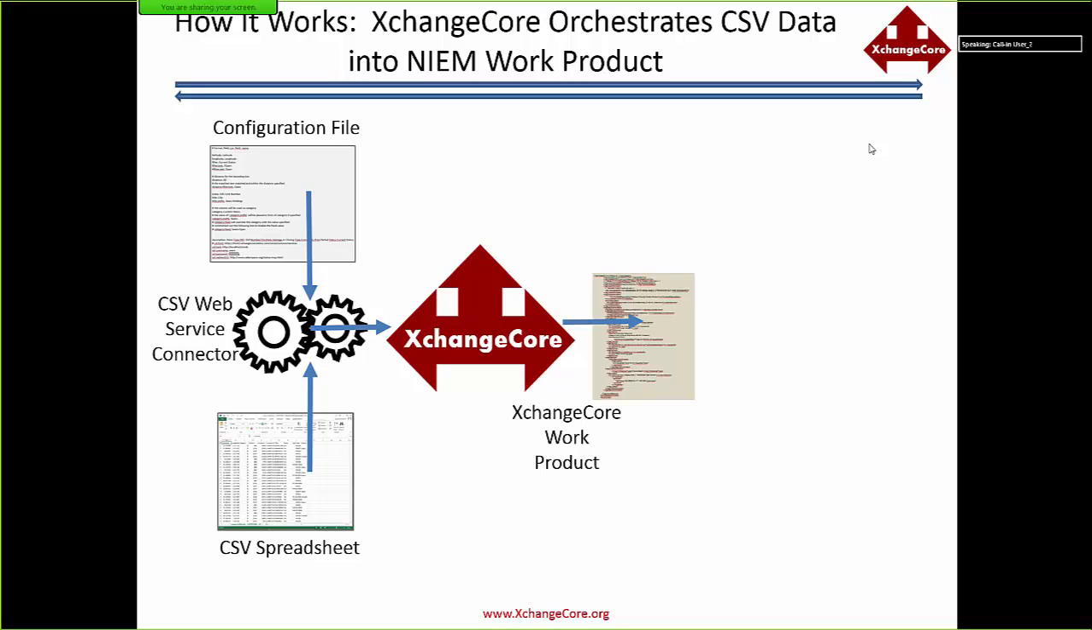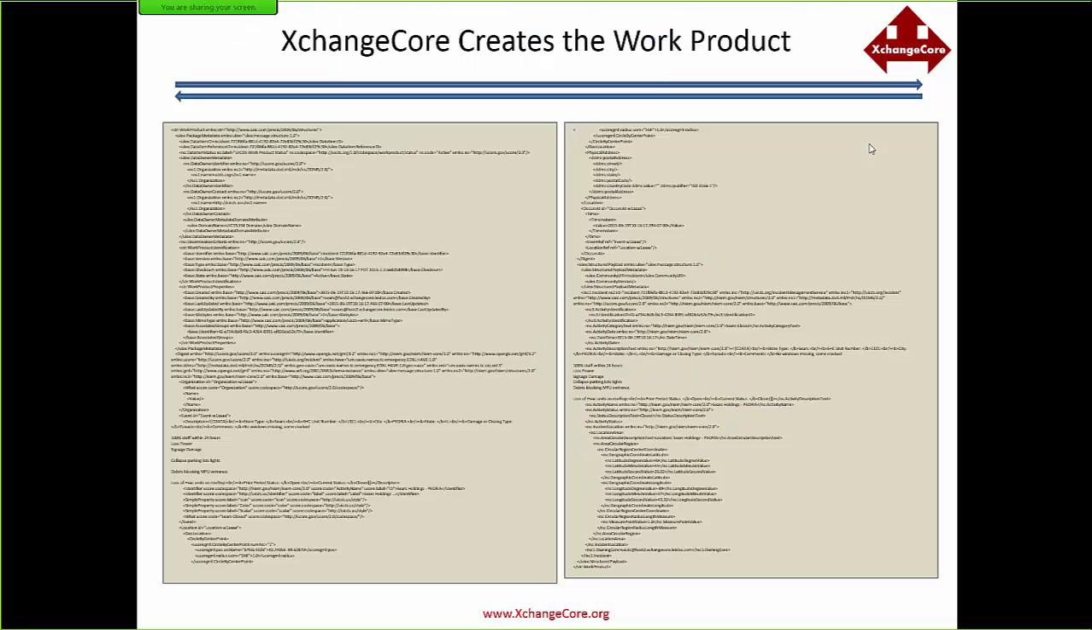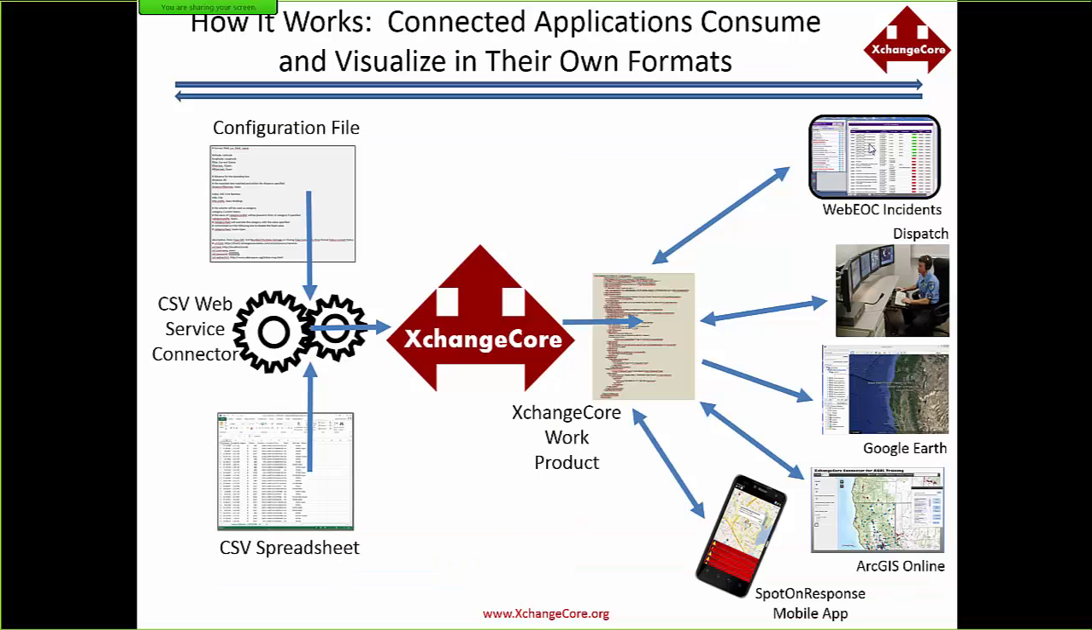So what we've done is taken that CSV spreadsheet, thrown it at the connector down in the center, which reaches out to the configuration file, and together the two of them decide exactly what's going to get moved to XchangeCore. It gets turned into that work product, and this is just an illustration of what a NEAM incident work product looks like, and all the information gets mapped into the right places, latitude, longitude, and all the other things. Plus, we talked about that ability to move it out to all the other connected applications. If they're already reading that NEAM incident work product from XchangeCore, they're now getting that CSV data, and every update of the CSV data that you have is getting pushed out to all of those other applications.